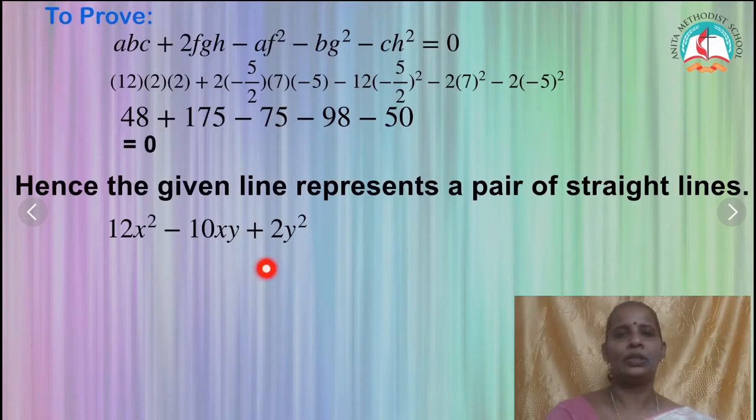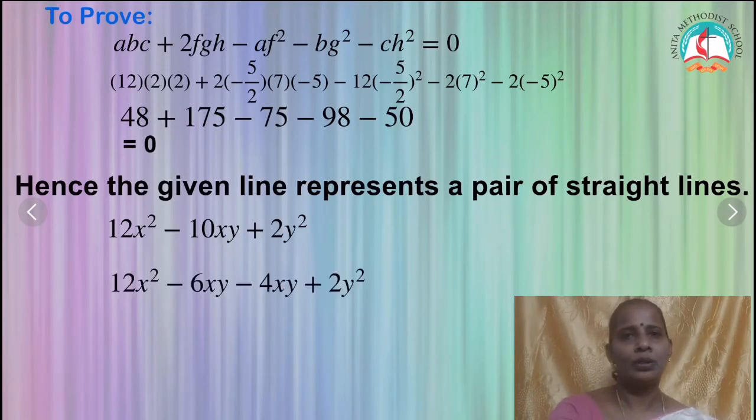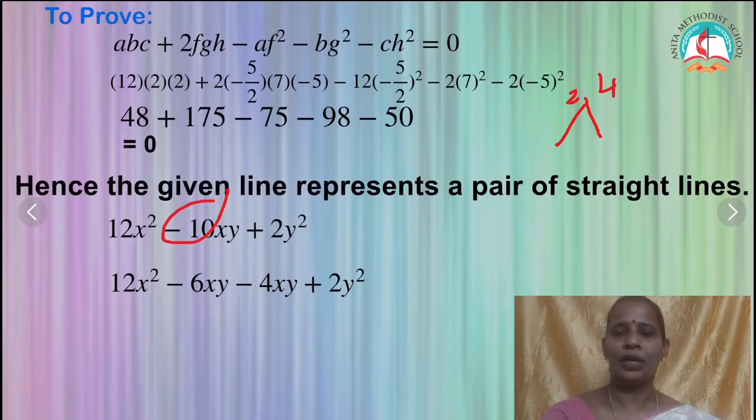Now, look at the first 3 terms. What are the first 3 terms? 12x square minus 10xy plus 2y square. I am going to find out the separate equations now. Now, factorize. In the middle term I am splitting. How am I splitting? 12 2s are 24, and if I add the numbers I should get minus 10. So what are the possibilities? Minus 6 and minus 4. So I am splitting the term as minus 6xy and minus 4xy.